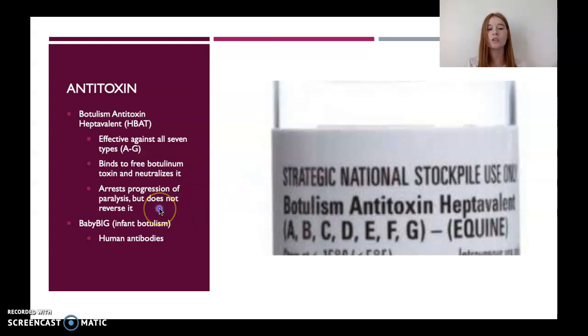And this is why it can only stop the progression of the paralysis. It cannot reverse paralysis that's already occurred. So this is why recovery can take weeks to months, because the body has to regenerate those nerve cells on its own, which can take a while, in order to recover function. The antitoxin used for babies in the US is called Baby Big, and it was actually recently discontinued this year. They are coming up with a new formulation, which is probably going to be very similar. And this uses human antibodies as opposed to horse antibodies because there's less chance of an allergic reaction occurring in kids.